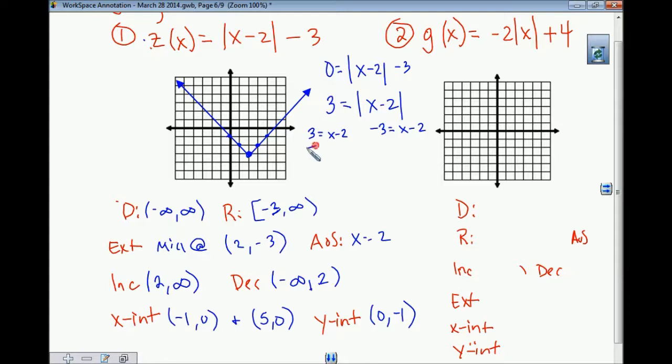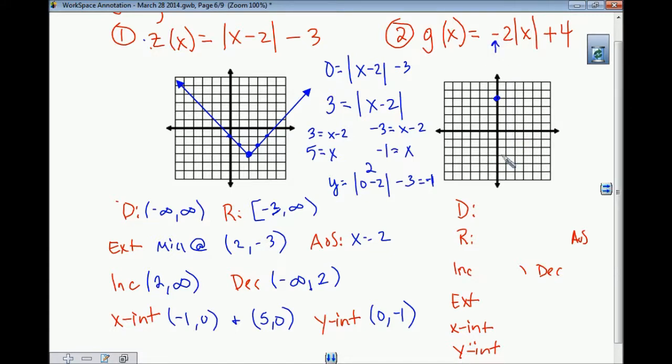And then solve them. So we get 5 equals x or negative 1 equals x. Is that what I got when I looked at the graph? Yes. To find the y-intercept, you just plug in 0 for x. So you get y equals the absolute value of 0 minus 2, minus 3. The absolute value of negative 2 is 2, and 2 minus 3 is negative 1. So did we get a y-intercept of negative 1? So we can do it algebraically or graphically. Any questions? Okay, now number 2. We're going to start up here at positive 4, and because of the negative, what's going to happen?